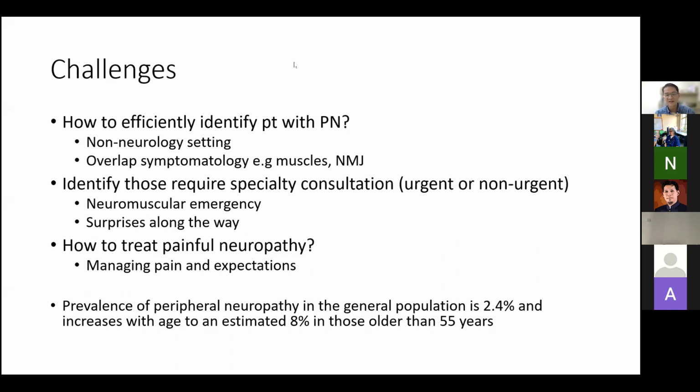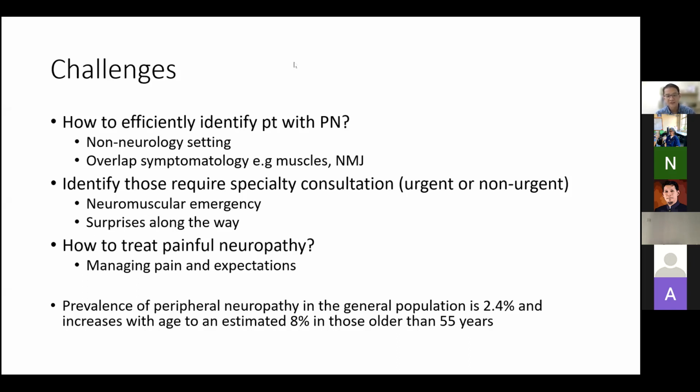In the neurology setting, like us as neurologists in a major center, you have all sorts of different gadgets for you to play around with. You have all sorts of different tests to diagnose a peripheral neuropathy. But in a non-neurology setting, it is very different, and it's purely based on clinical findings. I'll speak about why it is difficult to identify peripheral neuropathy: because of the overlapping symptomatology.